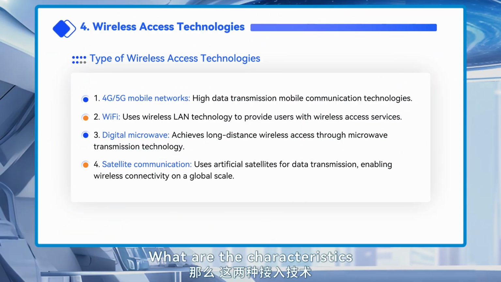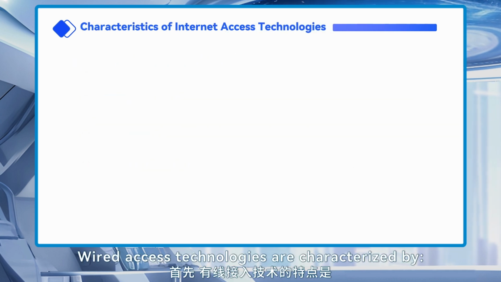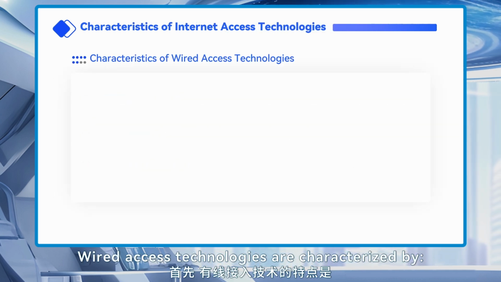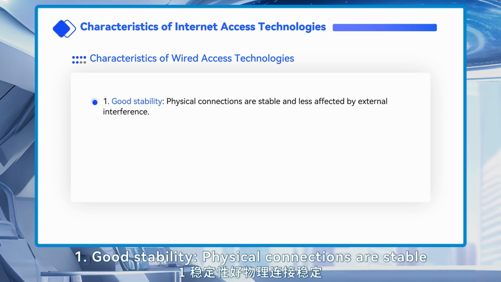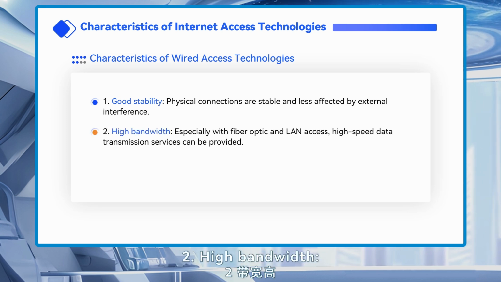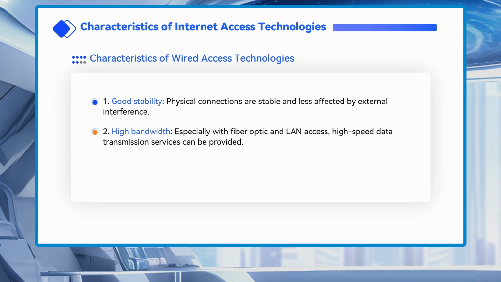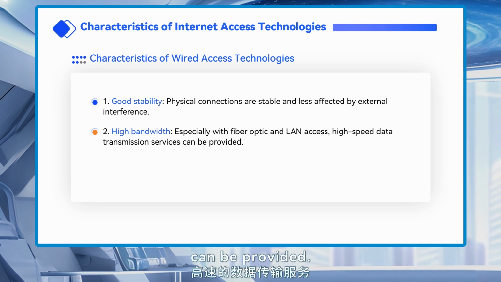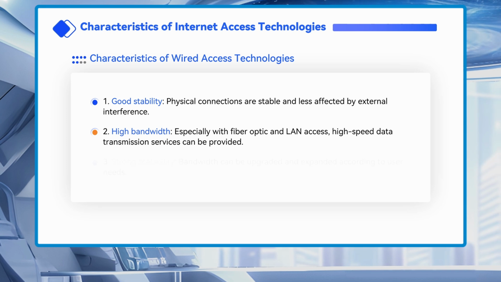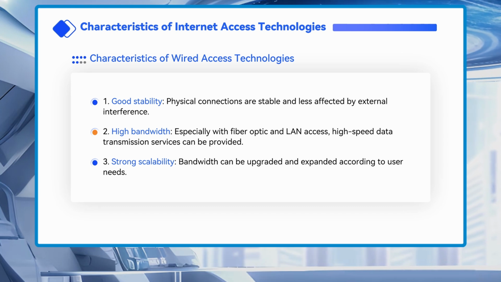What are the characteristics of these two access technologies? Wired access technologies are characterized by: 1. Good stability. Physical connections are stable and less affected by external interference. 2. High bandwidth. Especially with fiber optic and local area network access, high-speed data transmission services can be provided. 3. Strong scalability. Bandwidth can be upgraded and expanded according to user needs.